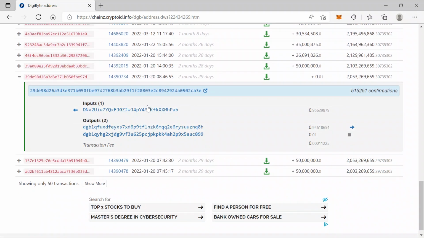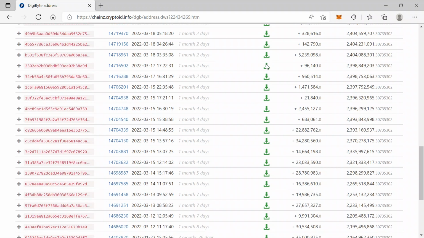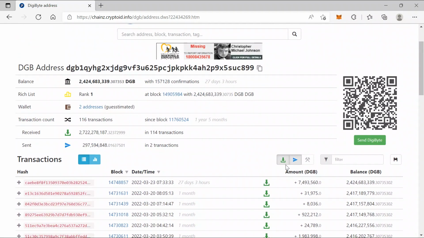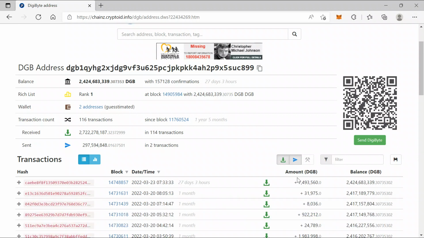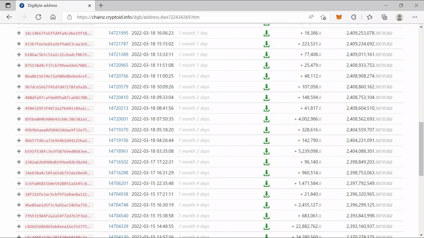But I'm going to show you how I take a look through all this. We can scroll down. These are all deposits, these little green things, so lots of deposits here. I can turn those off and just see the transfers out. You can see this 297 million that went out a year and 3 months ago. But we're going to go back to deposits because I want to show you at least where the coins are coming from. So we'll go to this larger deposit.